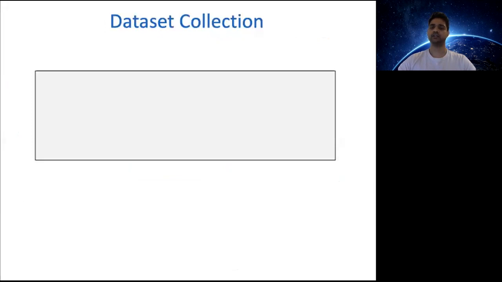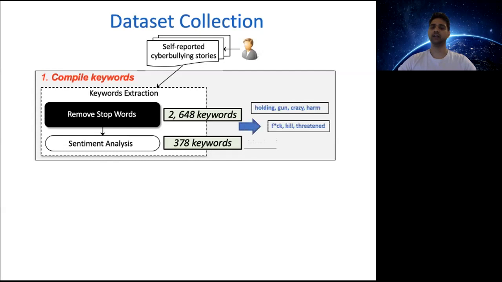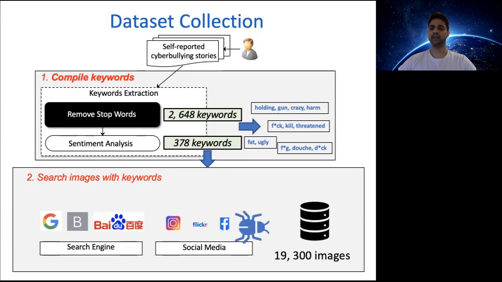To address the challenge of the unavailability of a cyberbullying dataset, we introduce a novel strategy to collect such a dataset. We use anonymous self-reported stories of cyberbullying from users with cyberbullying experiences to first compile a set of keywords. From the reported stories, we perform preliminary cleaning tasks such as removing stop words and filtering negative sentiment words, which finally left us with 378 keywords. Next, we use those keywords to crawl images from search engines as well as social media websites and collected 19,300 potential cyberbullying images.